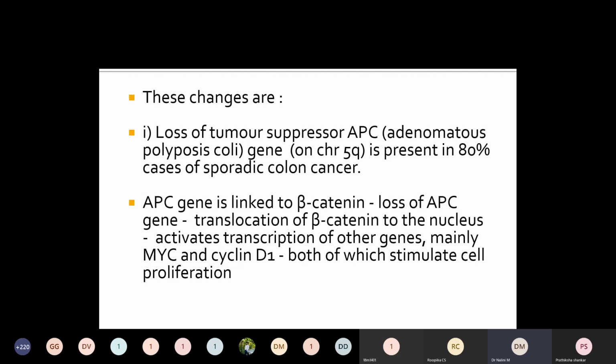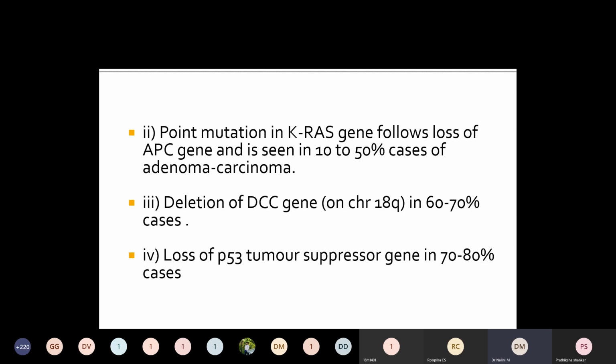The colorectal carcinoma develops when there's the second hit in the same gene, which is linked to beta catenin. And with loss of this, there is translocation of beta catenin to the nucleus, activating the transcription of the other genes, mainly the MYC and cyclin D1. Together, what they're doing, they are stimulating irregular cell proliferation. So mutation in the APC gene, loss of APC gene, translocation of beta catenin, activation of transcription factors MYC and cyclin D1, and irregular cell proliferation.